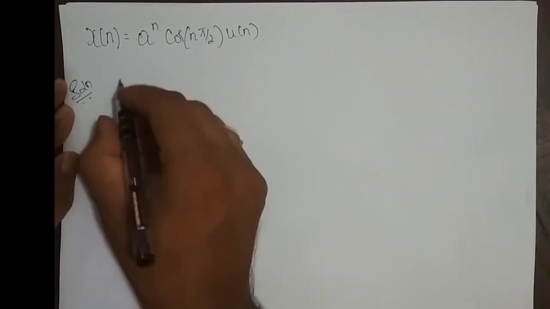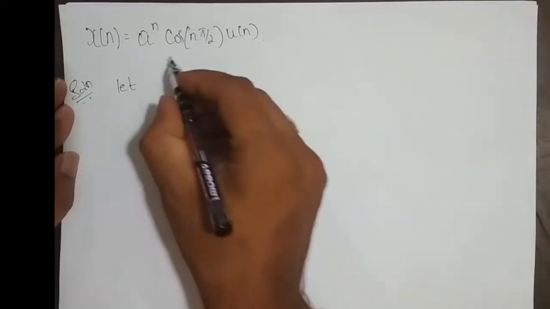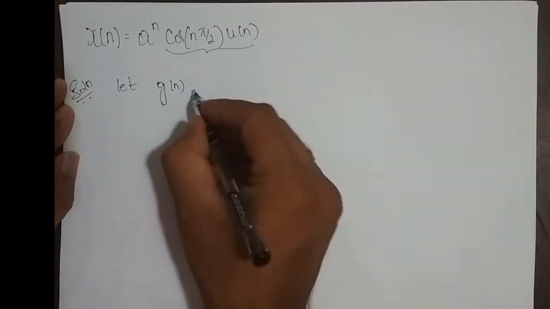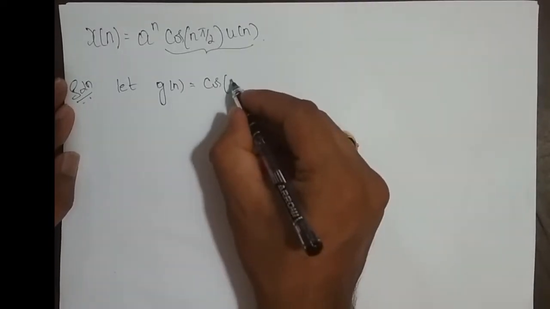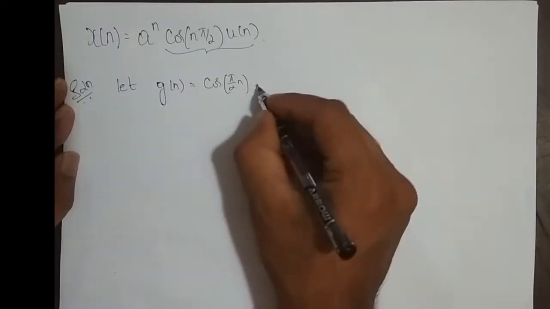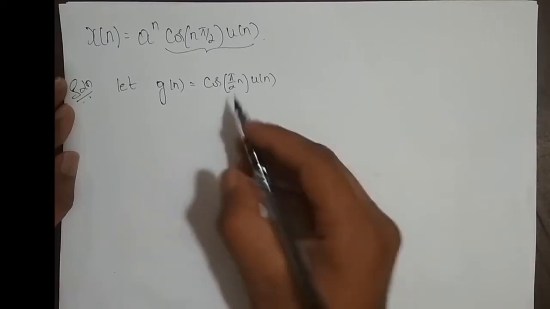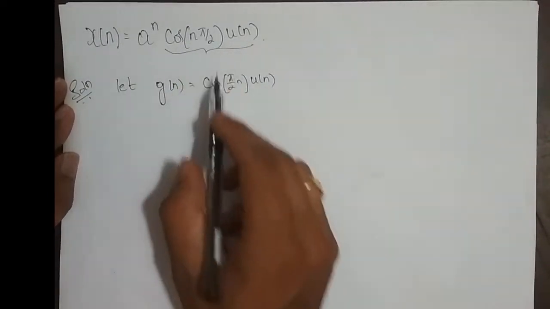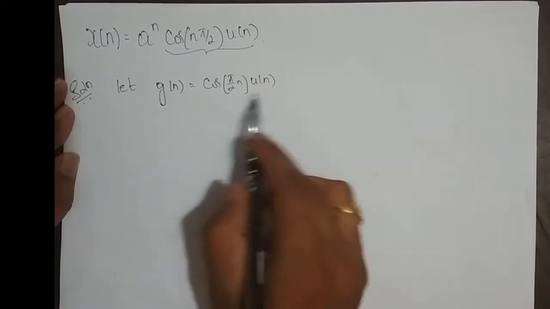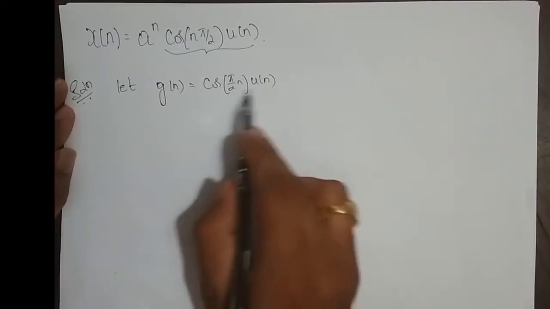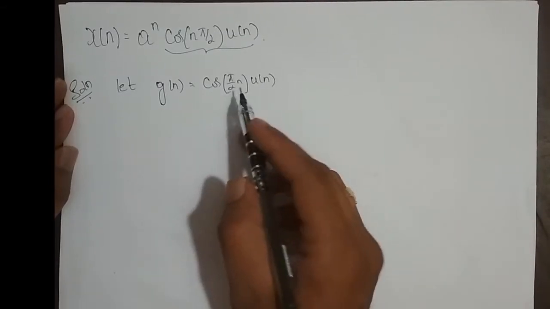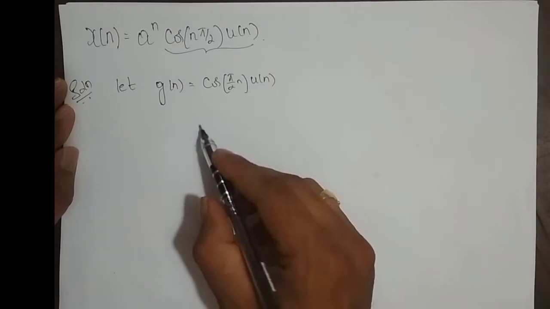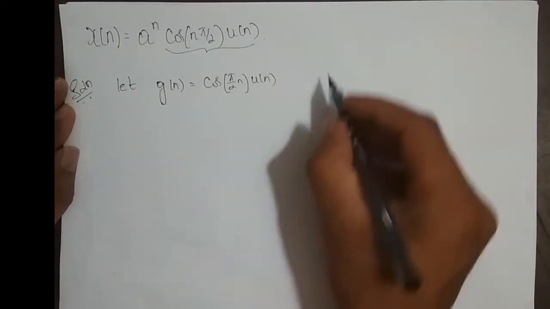Okay. So what I do is I'll assume this part as g of n. An intermediate signal g of n is equal to cos of (pi by 2) n into u of n. Mind you, once you assign a part of the sequence x of n to g of n, you should know its Z transform. Make sure that you know its Z transform. If you don't know, you have to solve for its Z transform and then apply it in the later steps. So what is the Z transform of this?